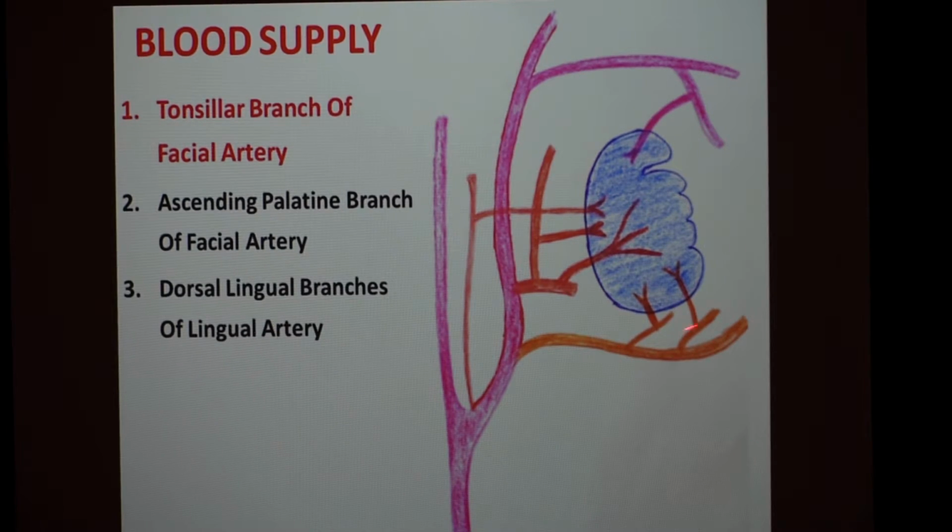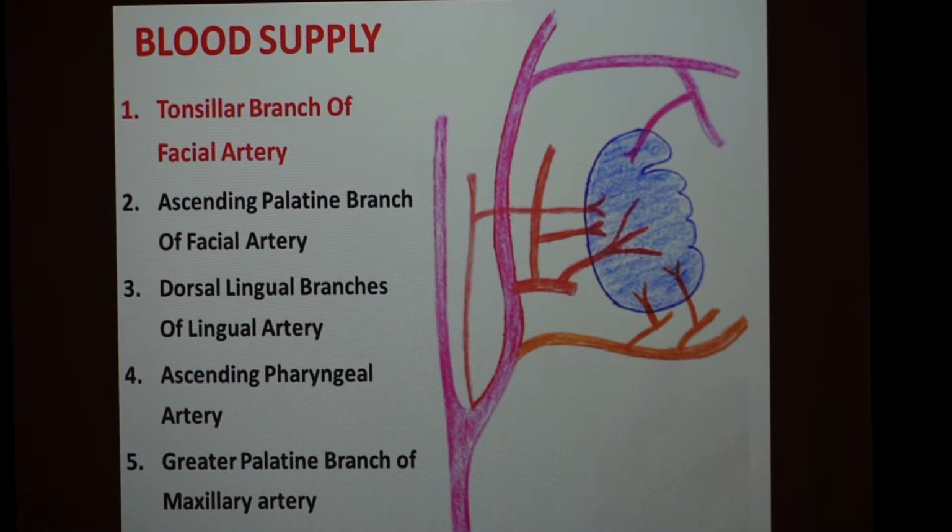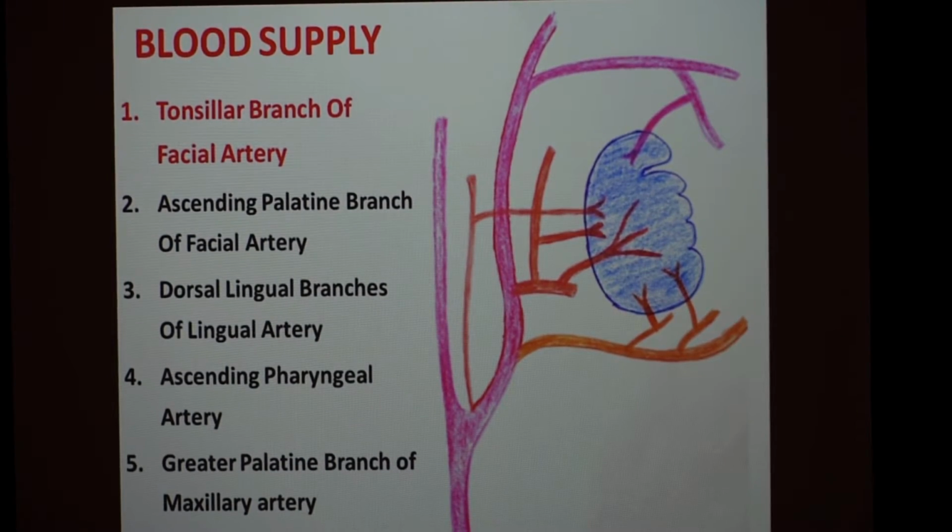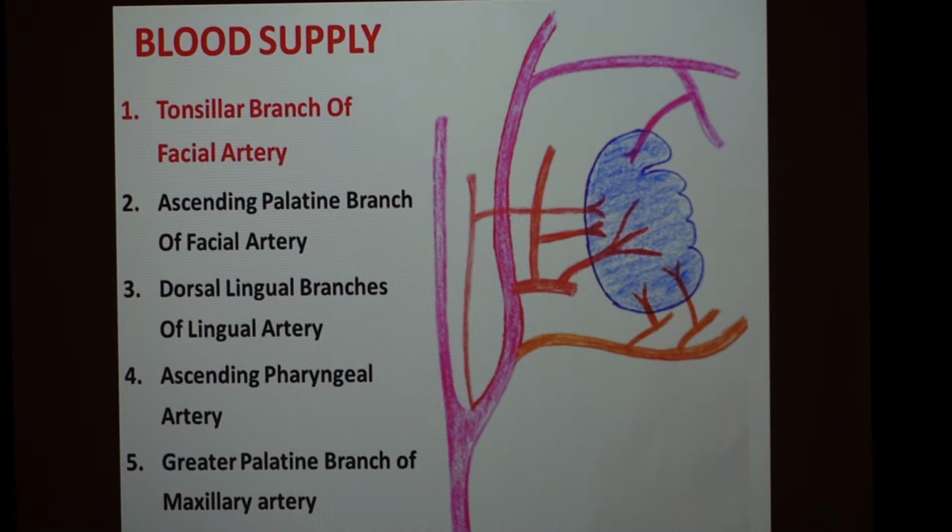Then the lingual artery gives two branches, called the dorsal lingual branches, and they also supply the tonsil from the inferior aspect. The ascending pharyngeal artery, which is a branch from the bifurcation of the internal and external carotid, also gives a branch to the tonsil. And lastly, the descending palatine artery, a branch from the maxillary artery, also supplies the palatine tonsil. So the palatine tonsil has 5 arteries supplying it, but the major artery is the tonsillar branch of the facial artery.